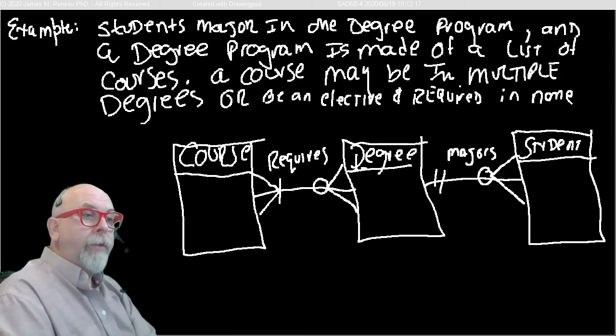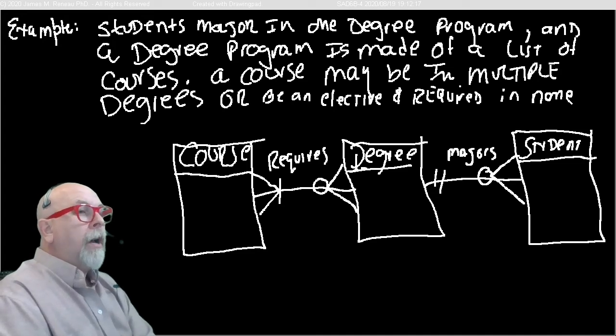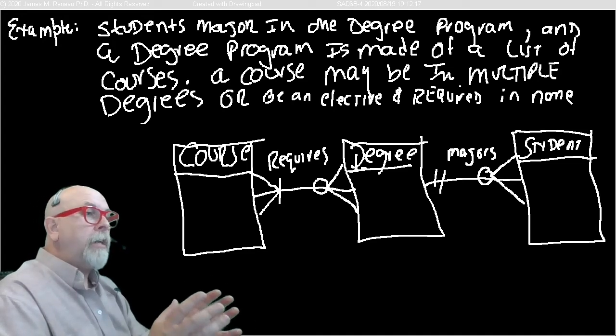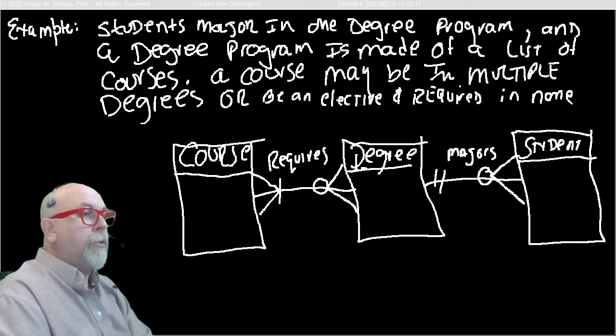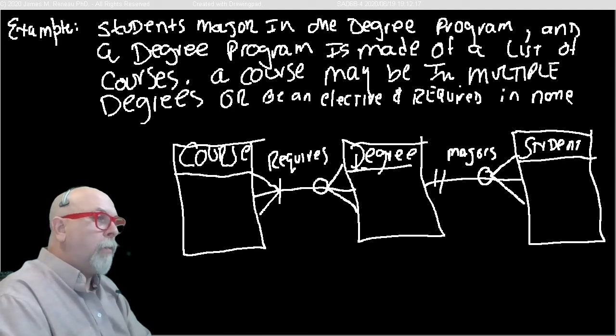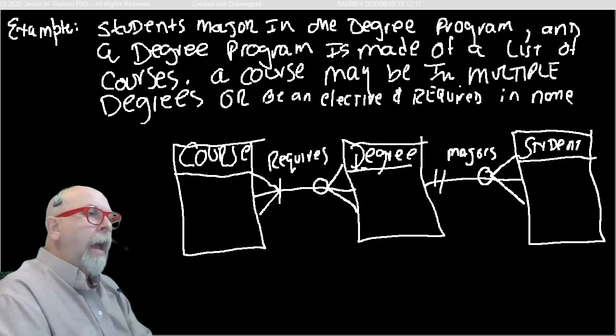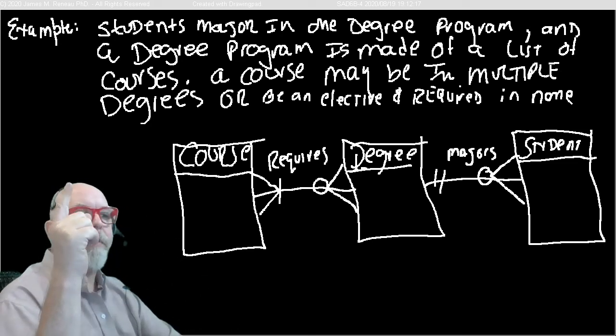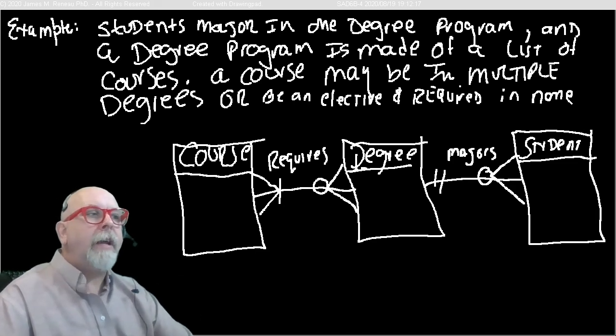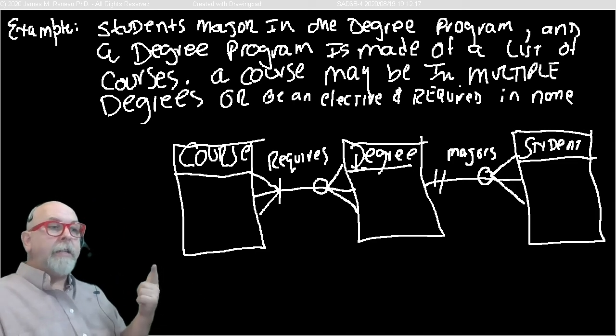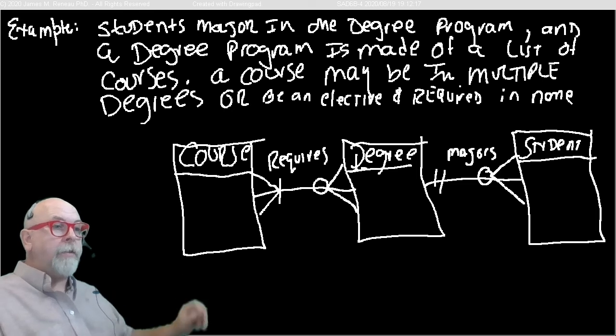Let's look at a third example. Now, here we go. A student majors in one degree program, and a degree program is made up of a list of courses. A course may be in multiple degrees or may be an elective required in no degrees. Okay, how many entities did you see up in that top problem statement? Well, I think there's the entity of student, the entity of degree program, and the entity of course. Those would be the 3 entities: the course, degree, and the student.